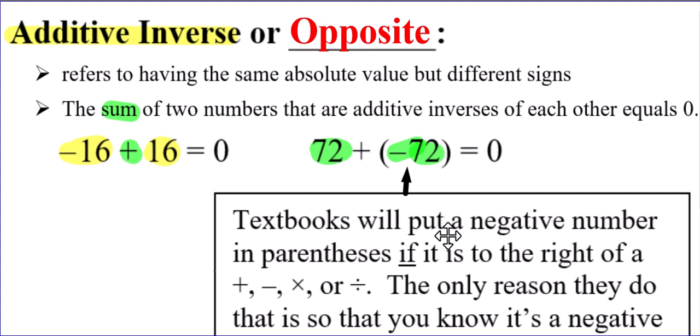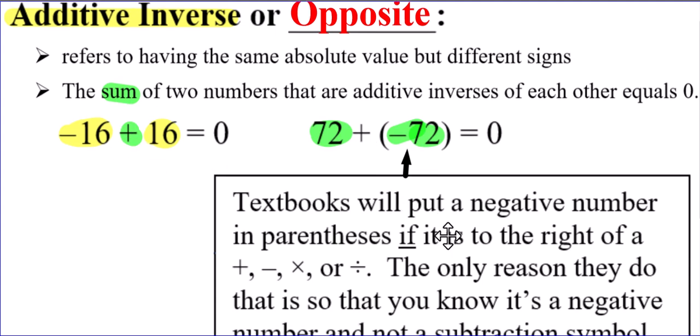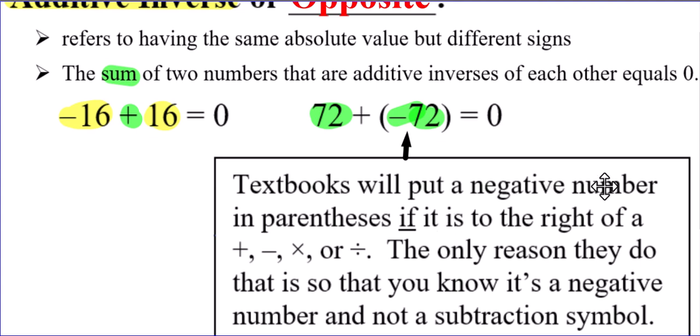Now, go ahead and read this information box to yourself. It's going to tell you that textbooks will put a negative number in parentheses if the negative number is to the right of a plus problem, a subtraction problem, a times problem, or a division problem. The only reason textbooks will do this is so that you know that this is indeed a negative 72, not a subtraction symbol followed by 72. So they will put negative numbers if it comes to the right of adding, subtracting, multiplying, or dividing. They'll put those negative numbers in parentheses just so you know that they are actually negative numbers and not subtraction problems.